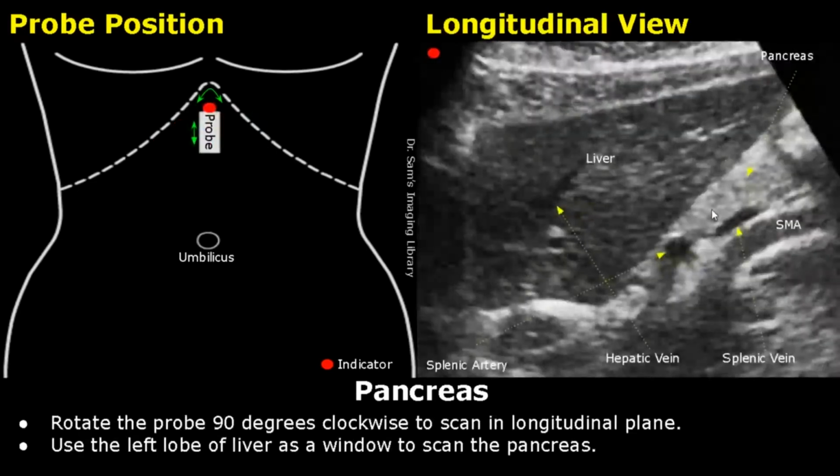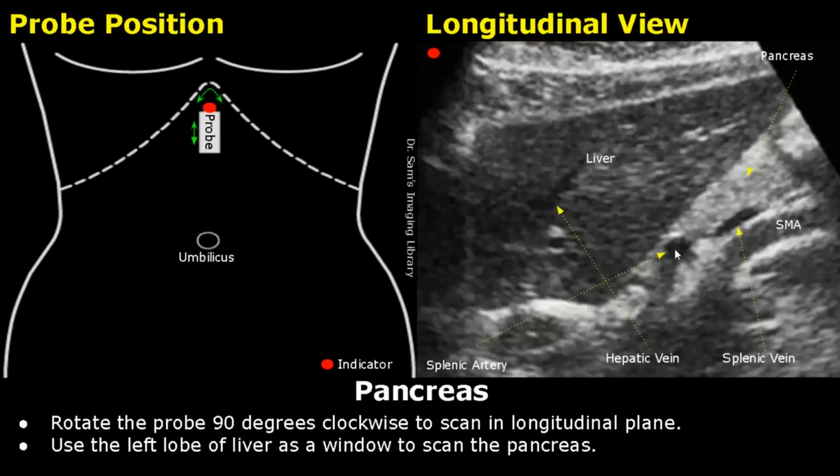To scan the pancreas in a longitudinal view, rotate the probe 90 degrees clockwise in the same location. We will get this image. The left lobe of the liver is seen. The pancreas is seen under the liver right here. This hyperechoic structure.